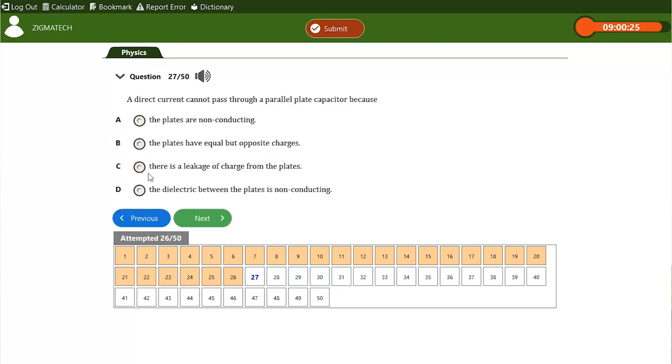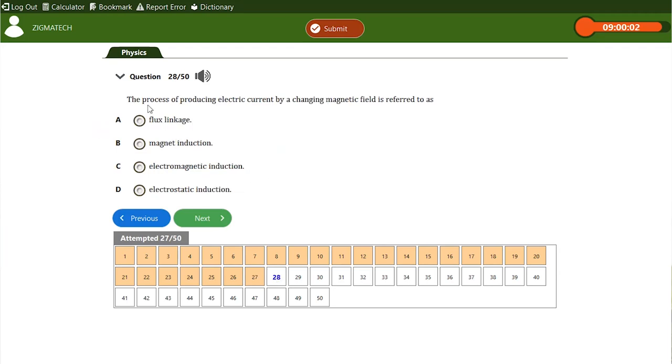This is not the reason. The dielectric between the plates is non-conducting. Yes, current cannot pass through a parallel plate capacitor because the dielectric between the plates is non-conducting.